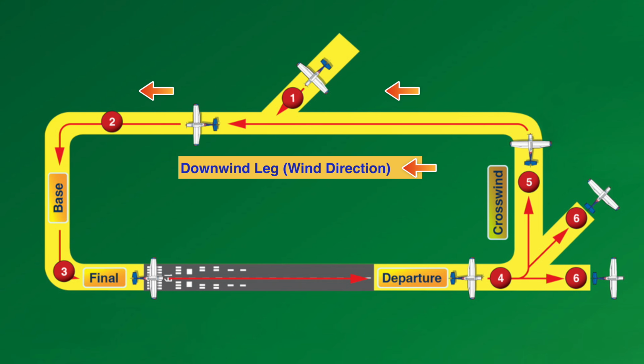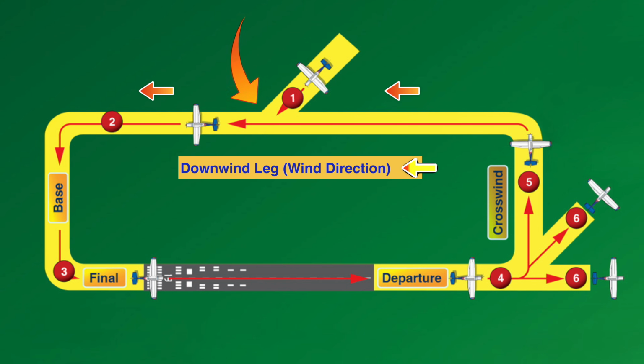Now the question here is, how are these planes that are flying around in this left-hand traffic pattern getting in? How are they entering into this traffic pattern? Well, if you look to the very top at number 1, you'll see that the planes are entering at a 45-degree angle onto the downwind leg. And this answers the question.